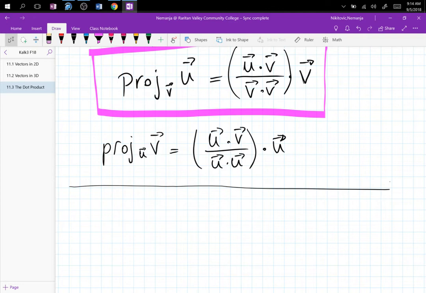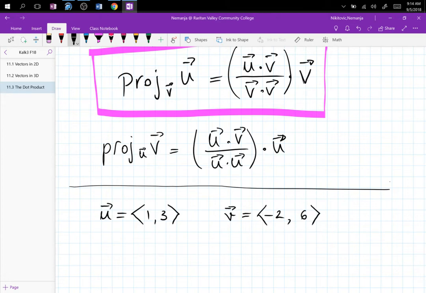So how about you guys compute projection? u is given as (1, 3), and v is given as (-2, 6). Compute both of these: the projection of u onto v and of v onto u.